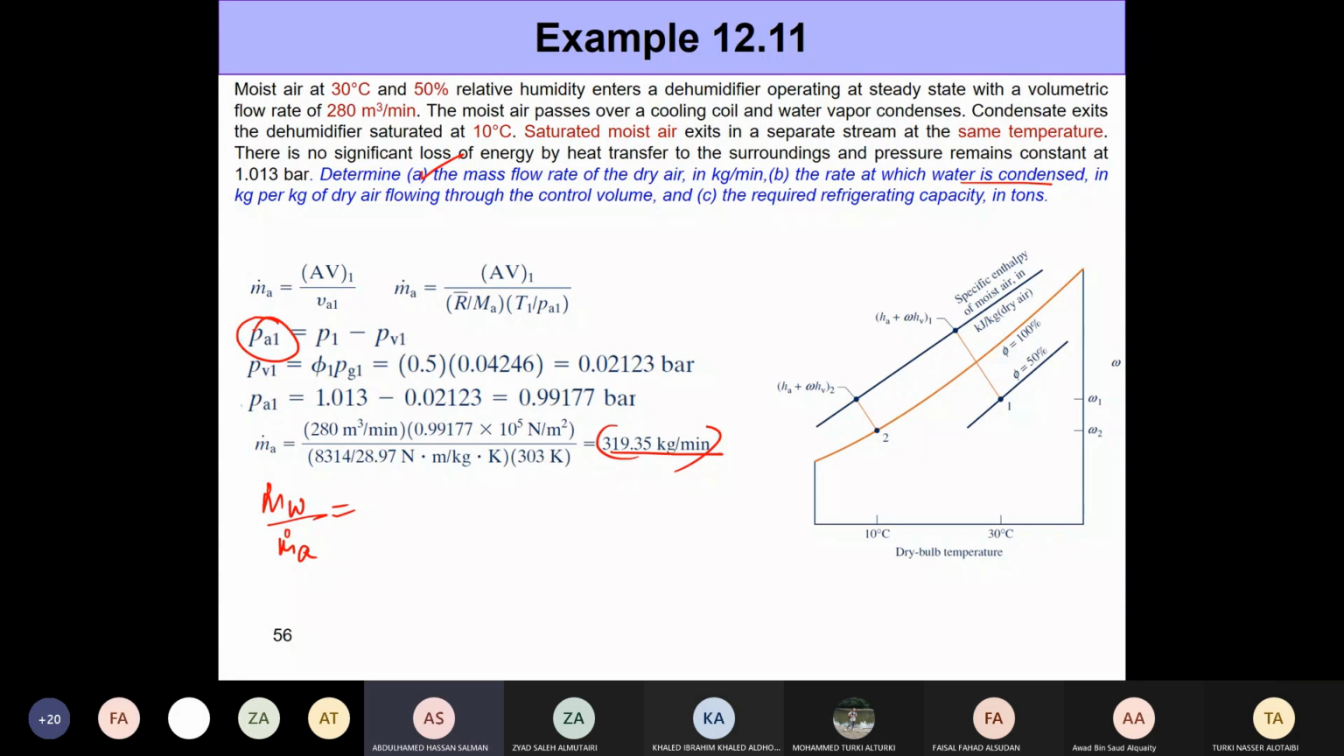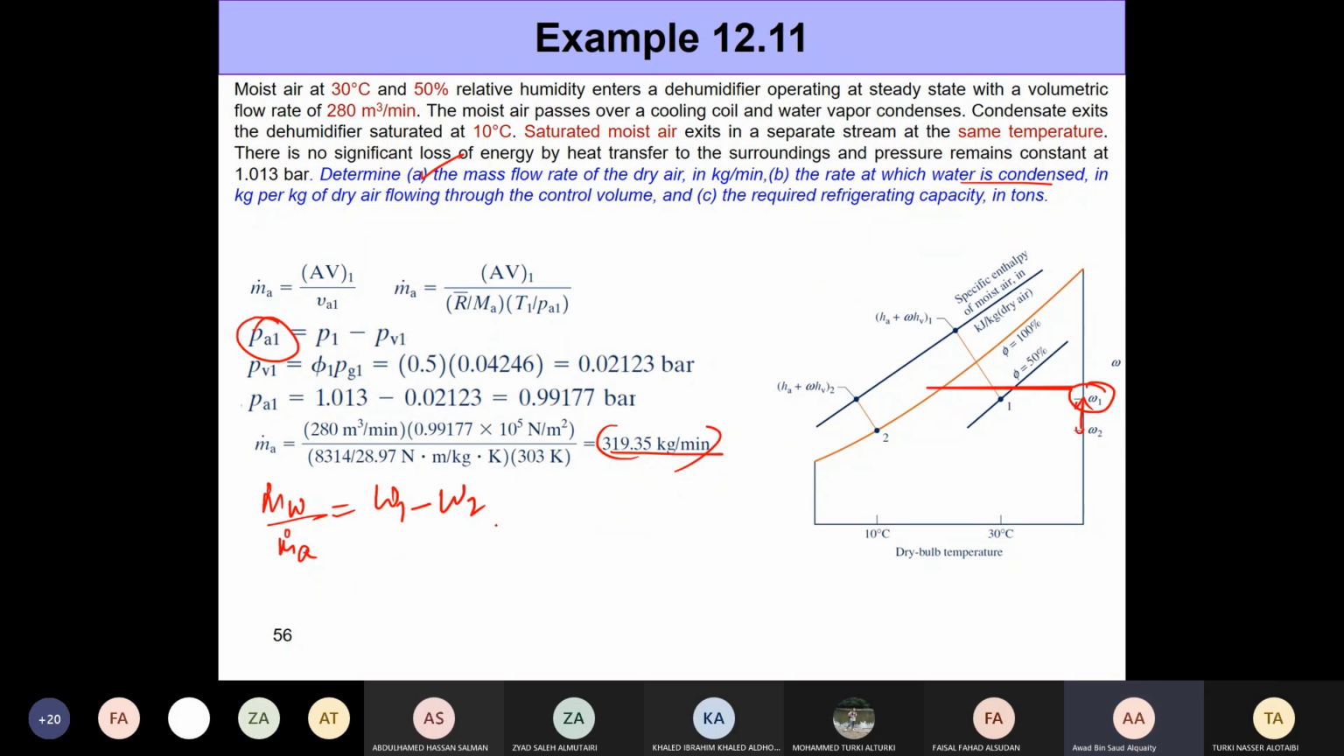It is the change in the omega. Exactly. Excellent, Abdul Hamid. So omega indicates how much moisture is there in the air, right? The difference in the omega simply tells you that we have lost some moisture, and the water which is lost from the vapor phase is simply going into the liquid phase, and that's all that's happening. So here, m dot water by m dot air is simply omega 1 minus omega 2.